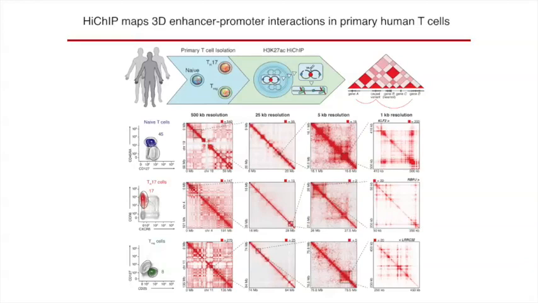What you're looking at as you go from left to right is essentially zooming in on a piece of the chromosome. So you can see higher order chromatin structures on the left, going down to individual enhancer promoter connections.